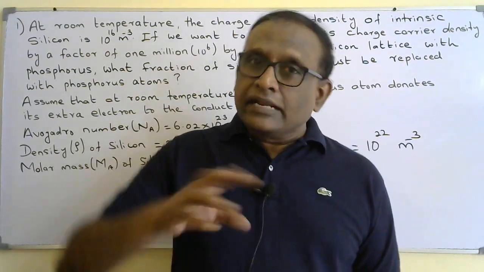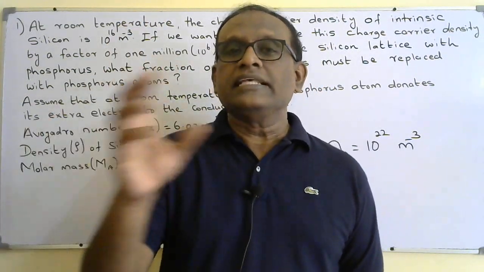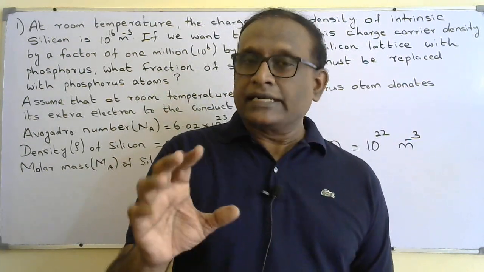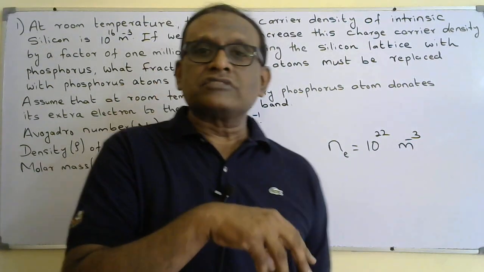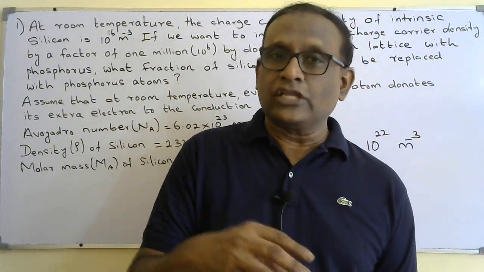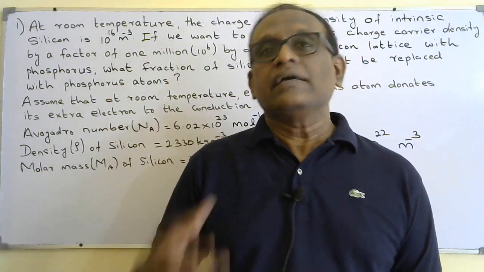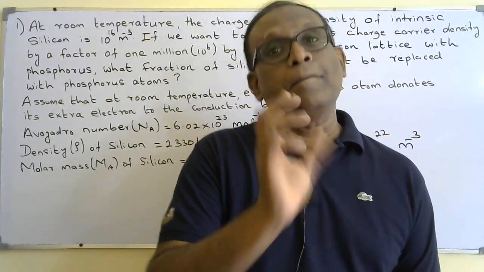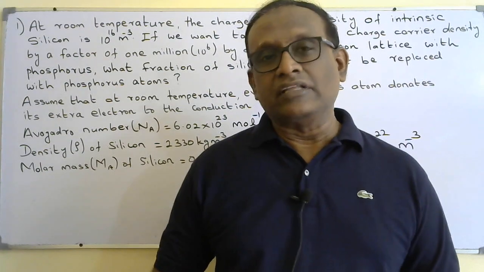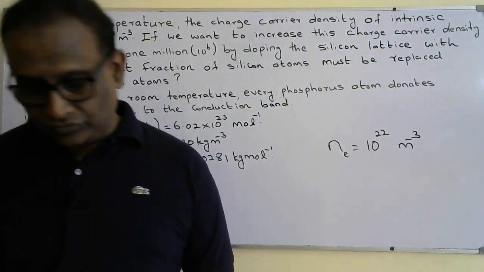We will find it. In 1 meter cube of this intrinsic semiconductor, there will be a certain number of silicon atoms. We know how many phosphorus atoms should be added per meter cube. Then we can find the ratio, that is, for this number of silicon atoms there should be this number of phosphorus atoms per meter cube. That will give the final answer. So I'm going to do it that way now.